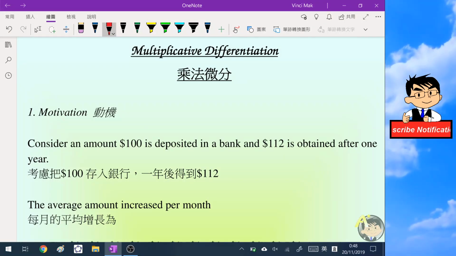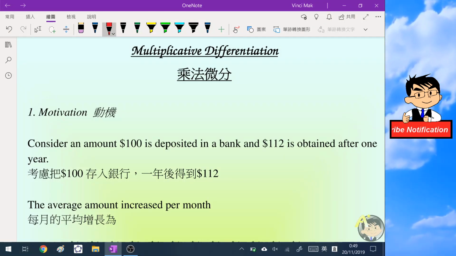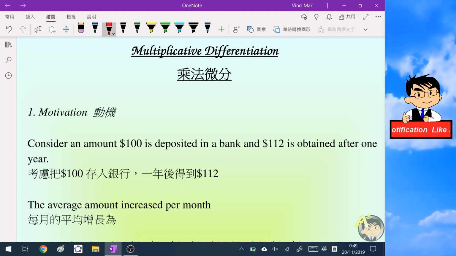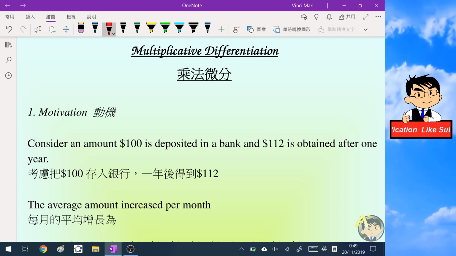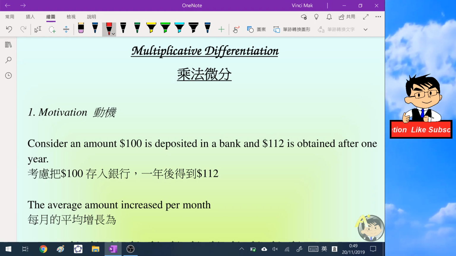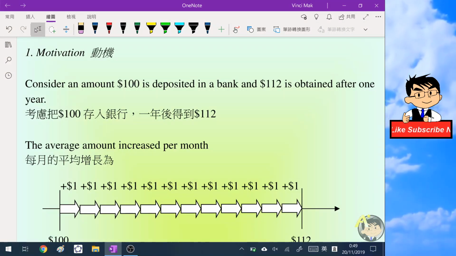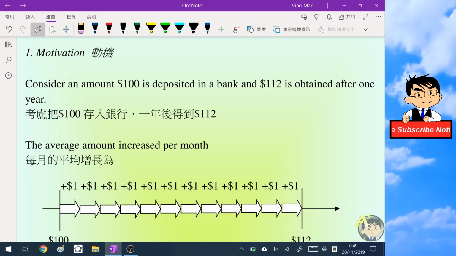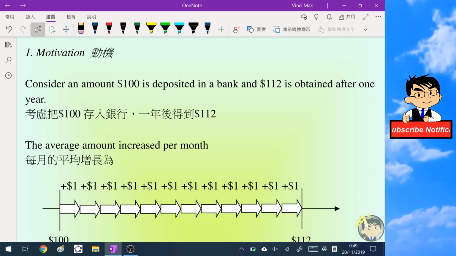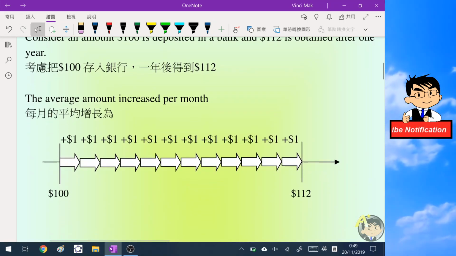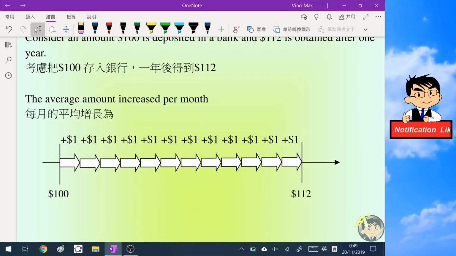Hello everyone. In this video I'm going to introduce another kind of differentiation, which is called the multiplicative differentiation. Let's start with a very simple example. Consider $100 is deposited in a bank and you get $112 after 1 year. What is the average amount increased per month for this situation?